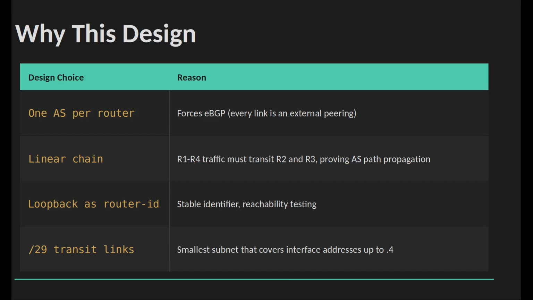The loopback addresses double as router IDs and as /32 prefixes in the BGP table, so you get extra verification targets for free. The /29 transit links are the smallest practical subnet for point-to-point on a FastEthernet that would include all the IPs up to .4. In this lab, I am matching the IPs to the routers. .1 for R1, .2 for R2, .3 for R3, and .4 for R4.